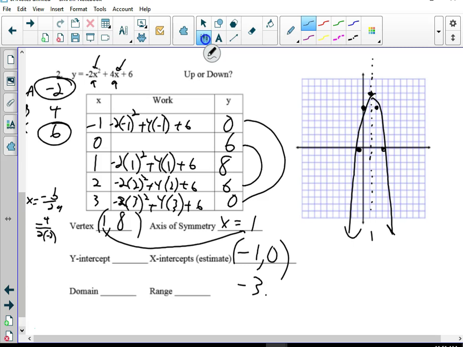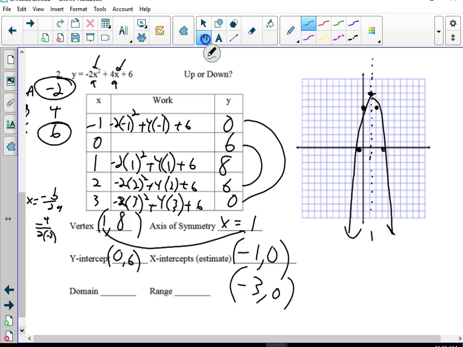I also know for sure there is no estimating. I know my x-intercept right there. My y-intercept, I forgot to write that. We already got that. That's 0, 6. Bam. The domain, that's my x value.